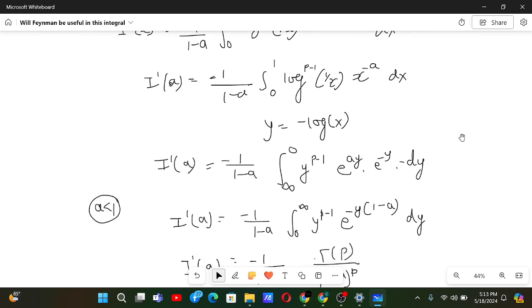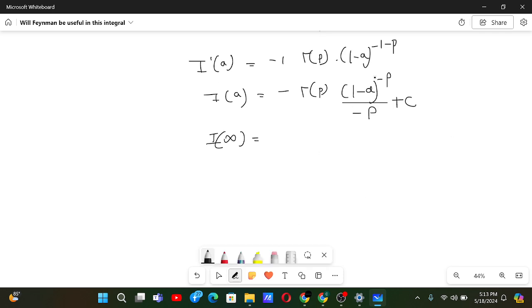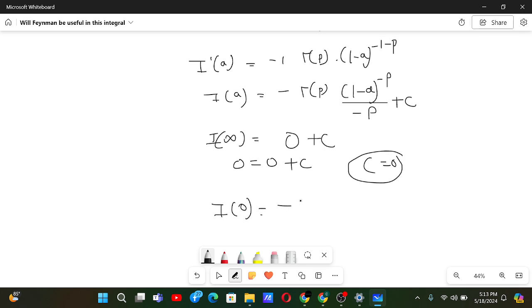I of infinity is 0, and we need to find I of 0. So let's do that. I of infinity is over here. This is just infinity to the power minus p, so that is just 0 plus c. So 0 equals 0 plus c. This implies that c equals 0. Now I of 0 will be minus gamma of p, and then 1 minus 0 to the power minus p by minus p.